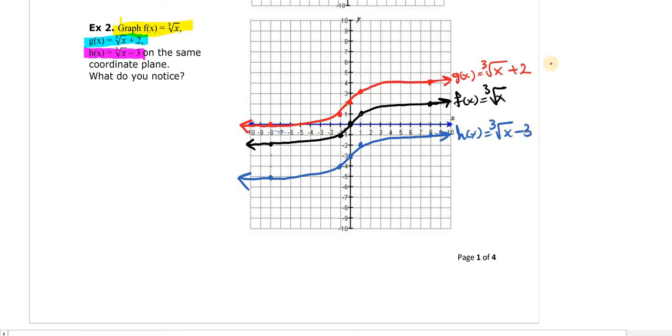In short, when we add to the function, the graph will move up how many units we added. When we subtract from the function, it will move down. The graph of the function will move down how many units we subtracted from the function itself.